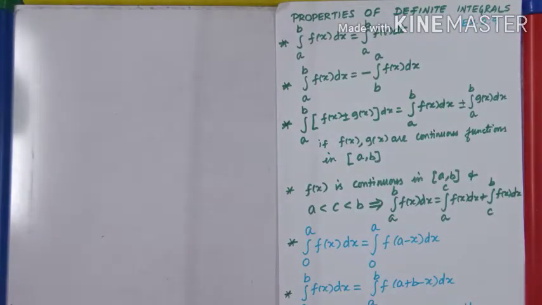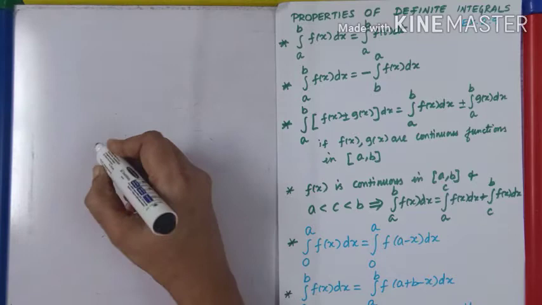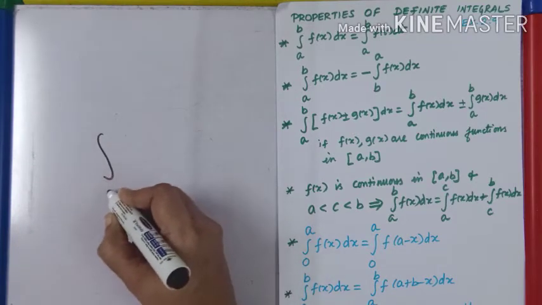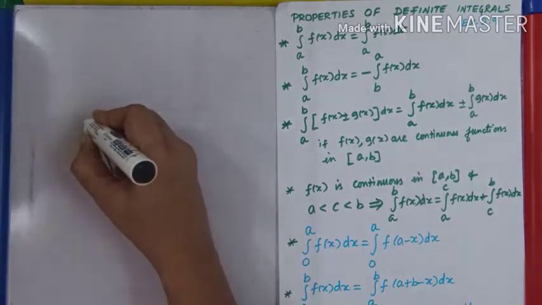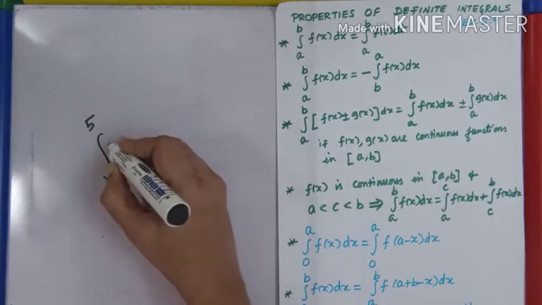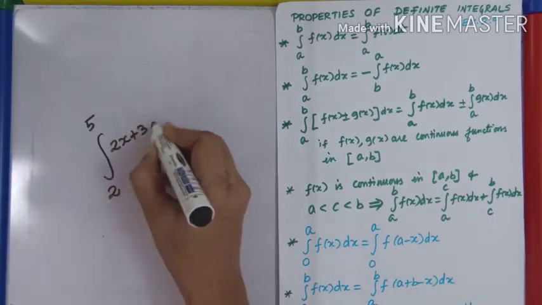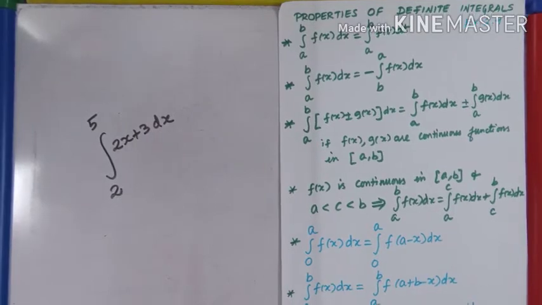Good morning, children. Today we are going to do exercise 2.9 based on properties of definite integrals. Now, what do you mean by definite integral? Whenever I am given some lower number to some upper number and some function like this, we call it a definite integral.